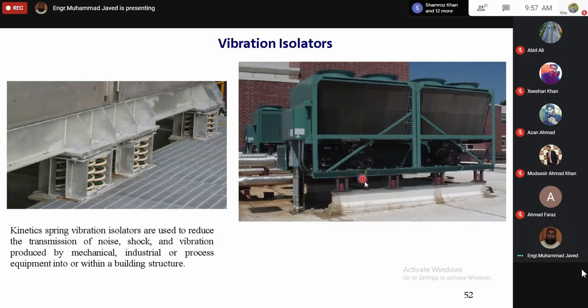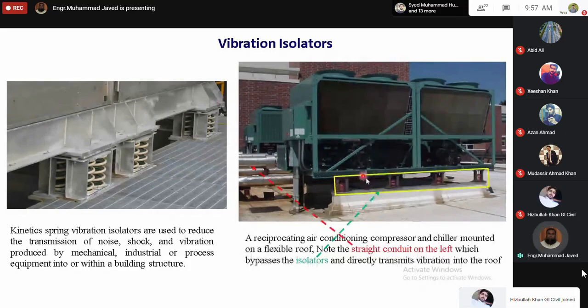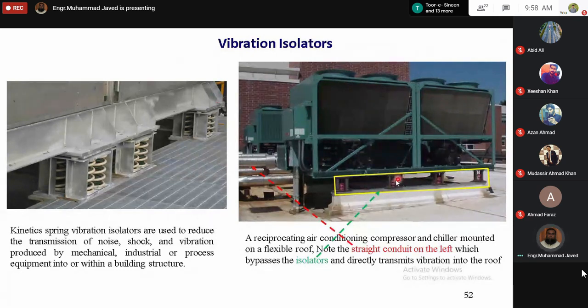This is again metallic springs which are provided in an air conditioning plant mounted on the top of a building.